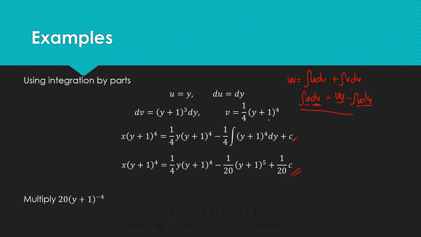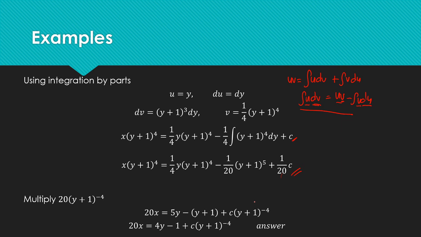So, multiply natin yung whole equation by 20 times y plus 1 raised to the negative 4. So, para makancel to. Mawala tong y plus 1 raised to the negative 4th power, tsaka yung 20 dito sa baba. So, mangyari class, we will have 20x is equal to 5y minus y plus 1 plus c times y plus 1 raised to the negative 4. Simplify lang natin.